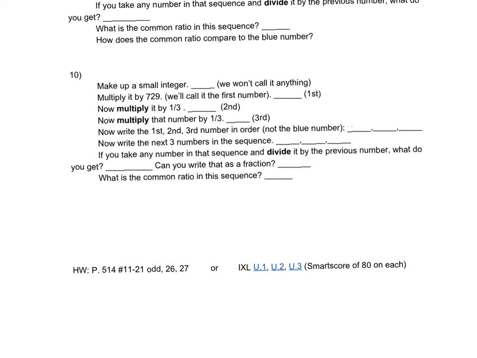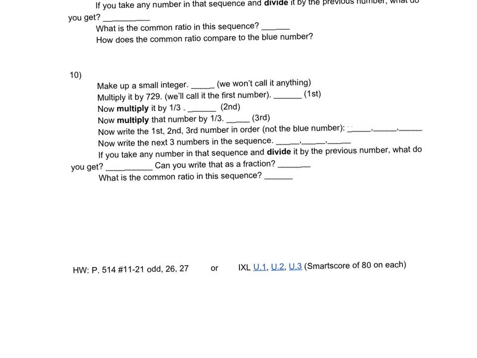This time, we'll again start off with a very small integer here, and we'll multiply it by 729. Whatever we get here, the number you just put in times 729 gives us the first number. Now you're going to multiply it by 1/3, and you'll write the second number. To multiply something by 1/3 on your calculator, you could also just divide it by 3. Multiplying by 1/3 and dividing by 3 does the same thing. So if you want to on your calculator, just divide by 3.